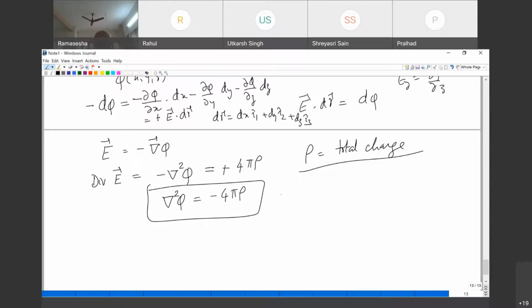So this is because del squared phi is a function of position, right? Because phi is a function of x, y, z. Del squared phi is del squared by del x squared phi plus del squared by del y squared phi plus del squared by del z squared phi. So that is defined at a point, and you want to know what the charge at that point is. So this is actually the charge density.